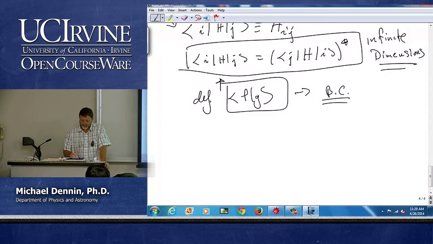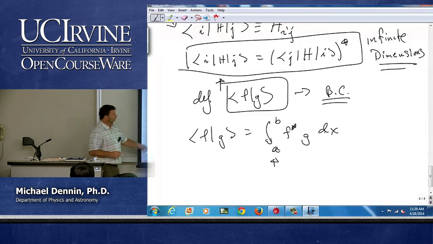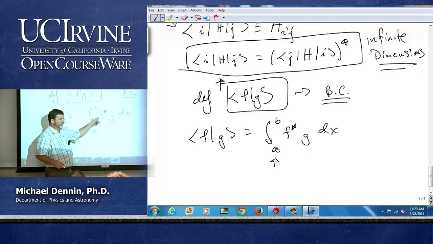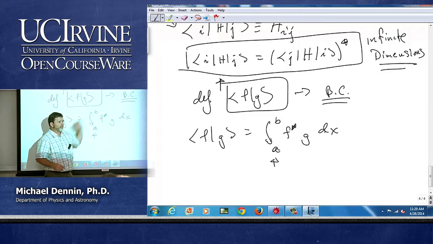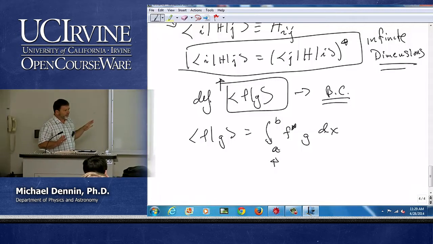Because if you recall, the inner product of f and g is the integral from a to b of f star g dx. So what's happening at the boundaries will matter. We need to know what that a and b are. Are we okay with all those pieces?